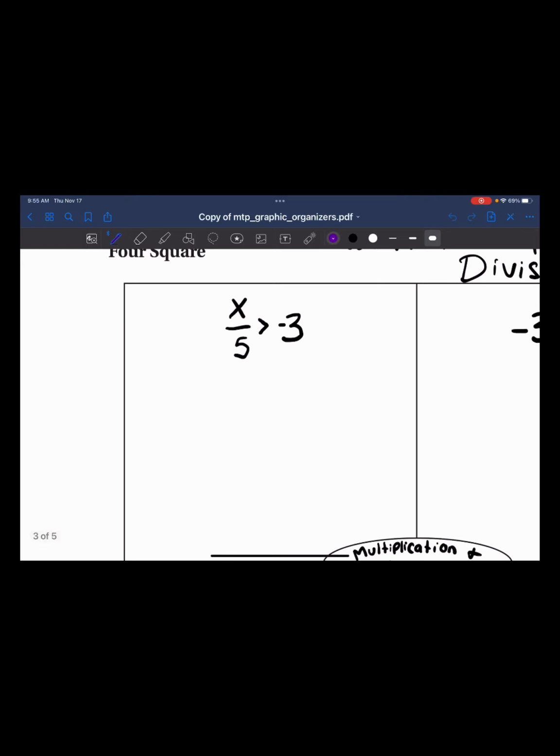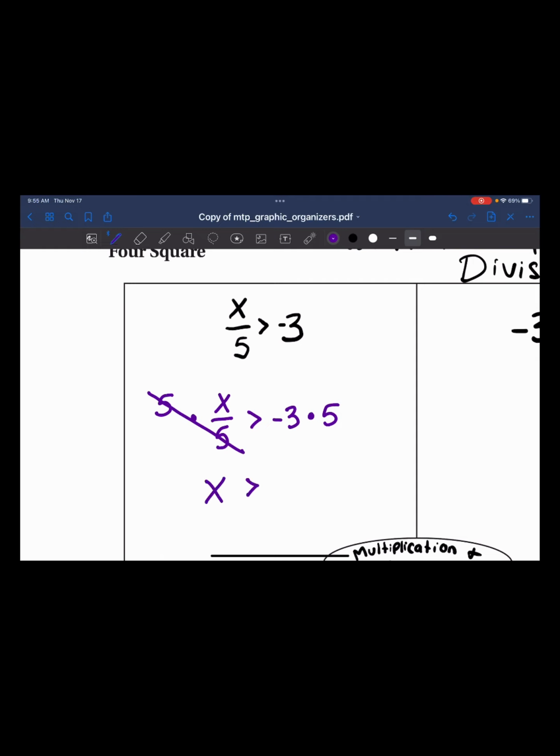All right, first thing I want to do is ask myself, what is happening to x? X is being divided by 5, so the opposite of that would be to multiply both sides by 5. I'm going to rewrite this just so that I have everything nice and neat. I would like you guys to do the same thing. X divided by 5 is greater than negative 3. We're going to multiply both sides by 5. That will cancel that one out, which is what we want.